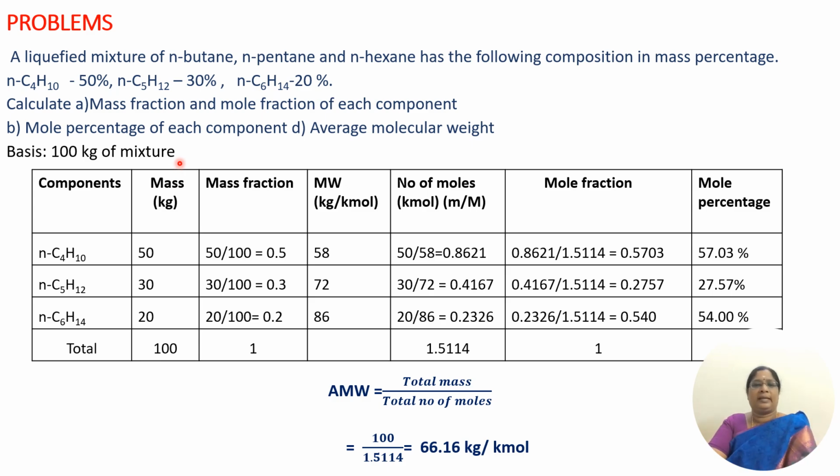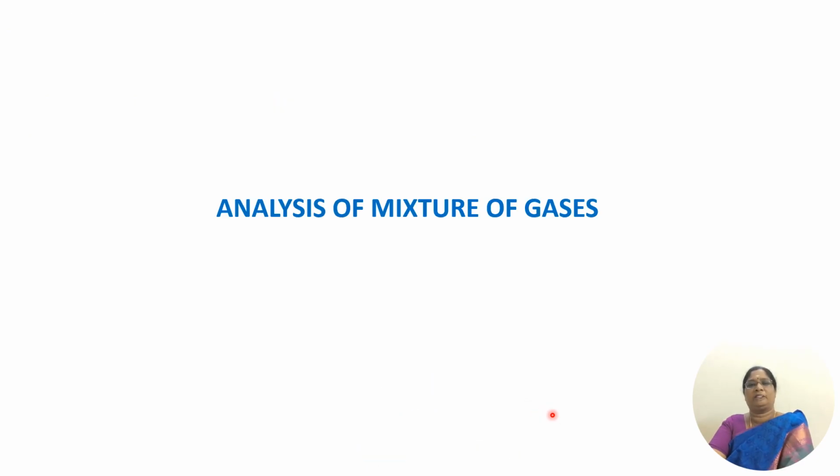What is the data given in the problem and what is the total coming out can be written as the basis of the problem. With this basis, 100 kg of the mixture, we are calculating the mass fraction, the number of moles, mole fraction, mole percentage, and average molecular weight.